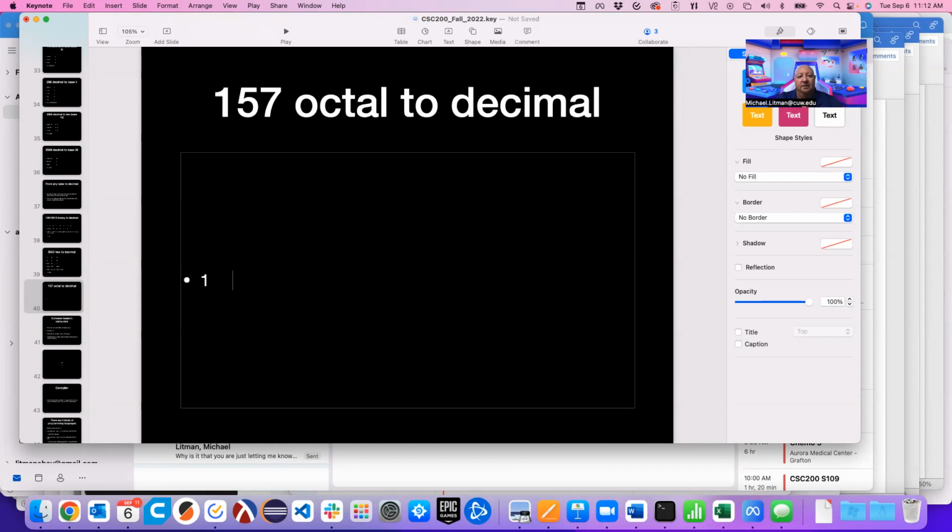All right, so let's look at this guy. 157. So it's octal. So this is the 1's place, the 8's place, the 64's place. So 1 times 8 is 8 times 8 is 64. So this is 64 times 1 plus 8 times 5 plus 1 times 7.